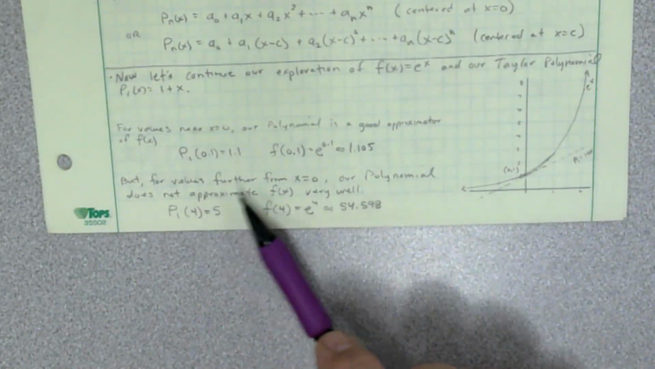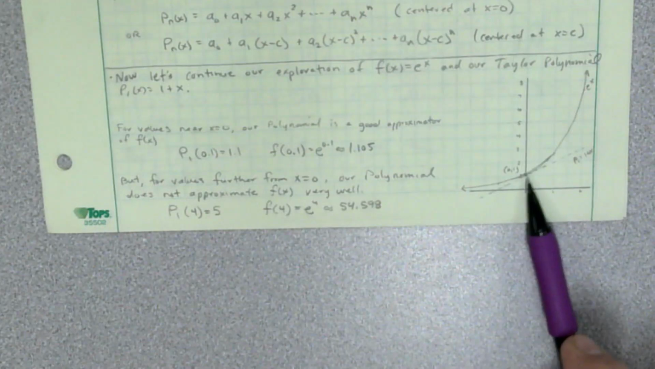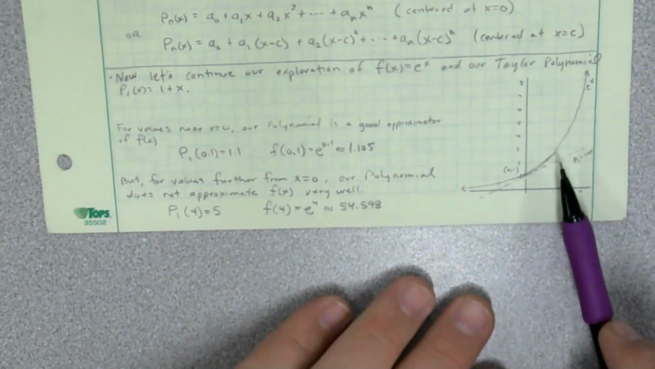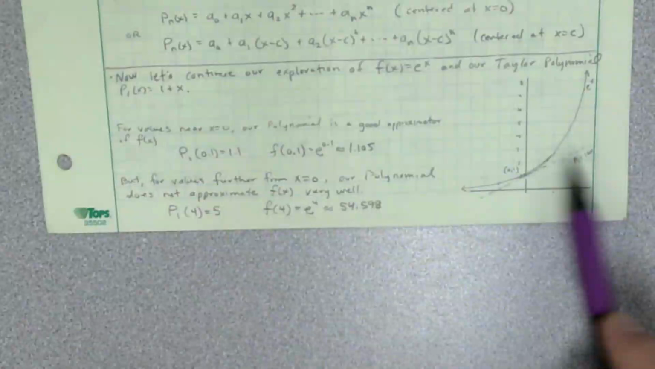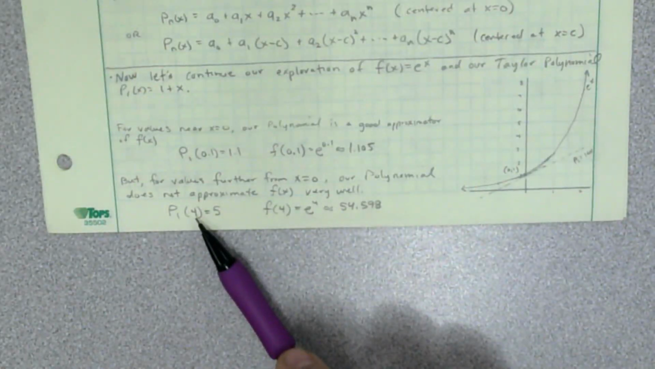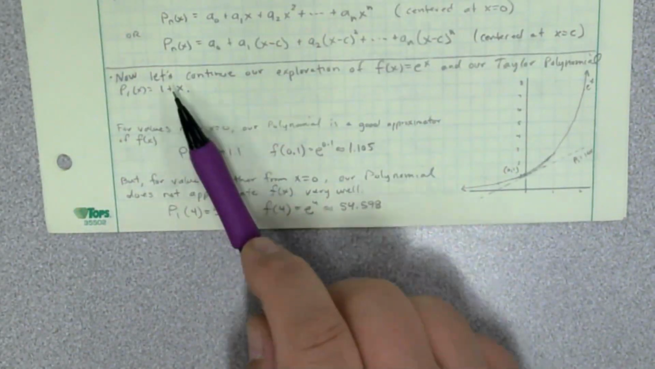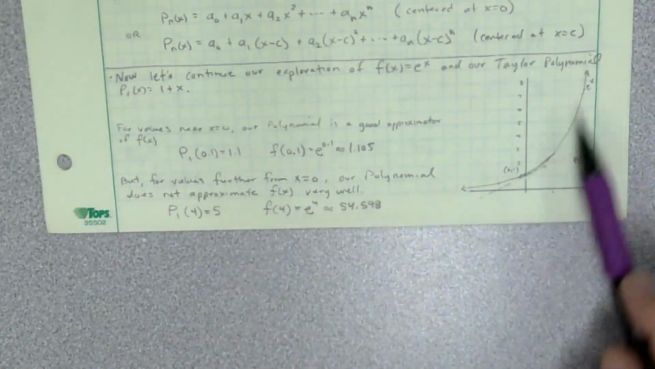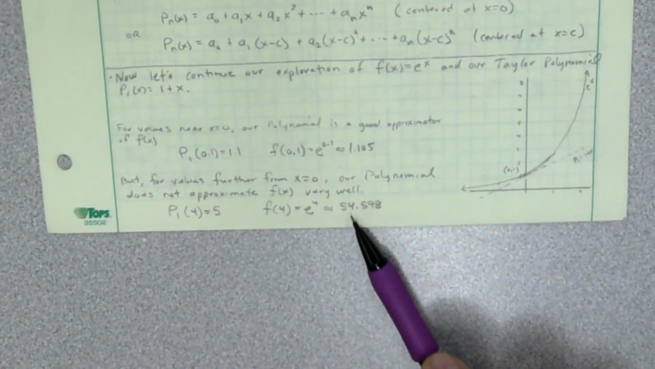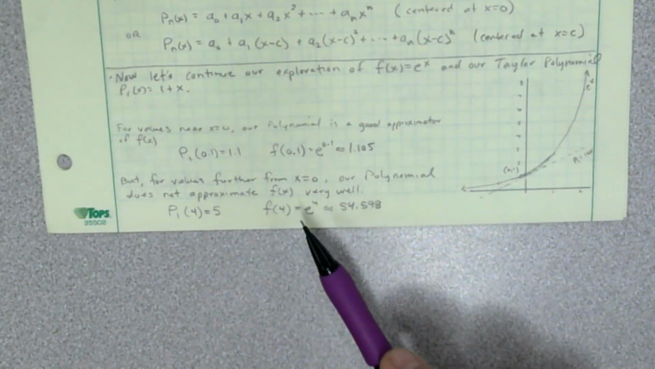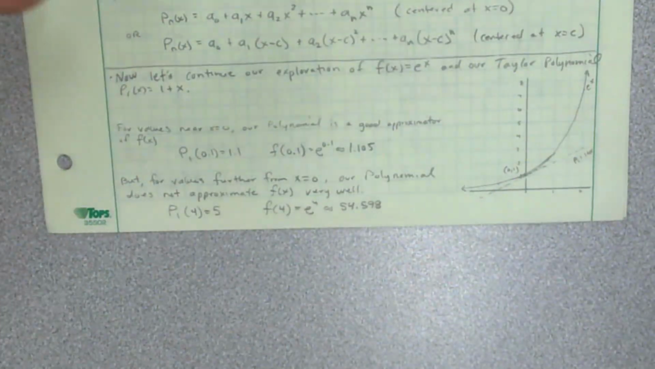But for values that are farther from 0, you can see that the approximation isn't very good. At even just a little ways out, if I plug in 4, this is going to give me a 5, but the actual function at 4 is 54.598. So not a good approximation at all. So the question then is, how do I make it better? What do I do now? How do I get better approximations, which is what I'm saying right here.